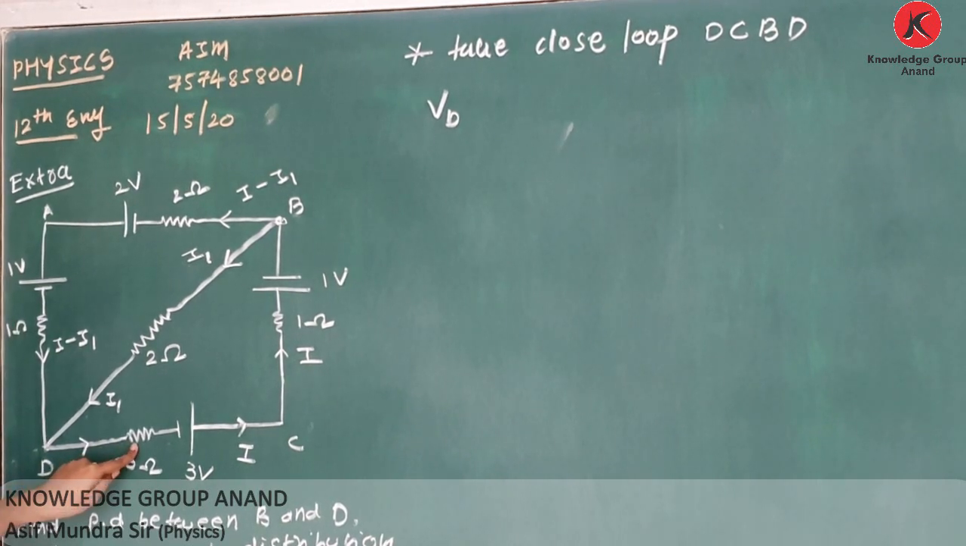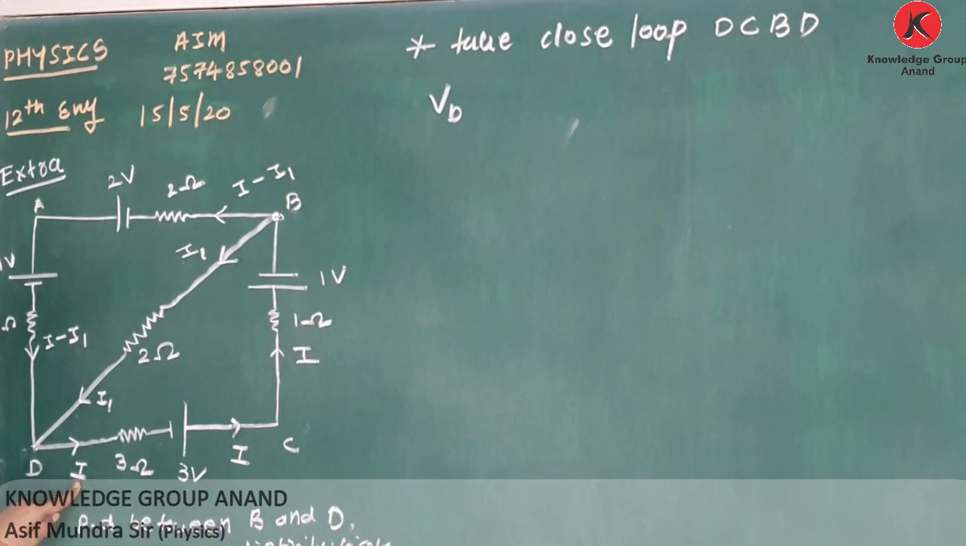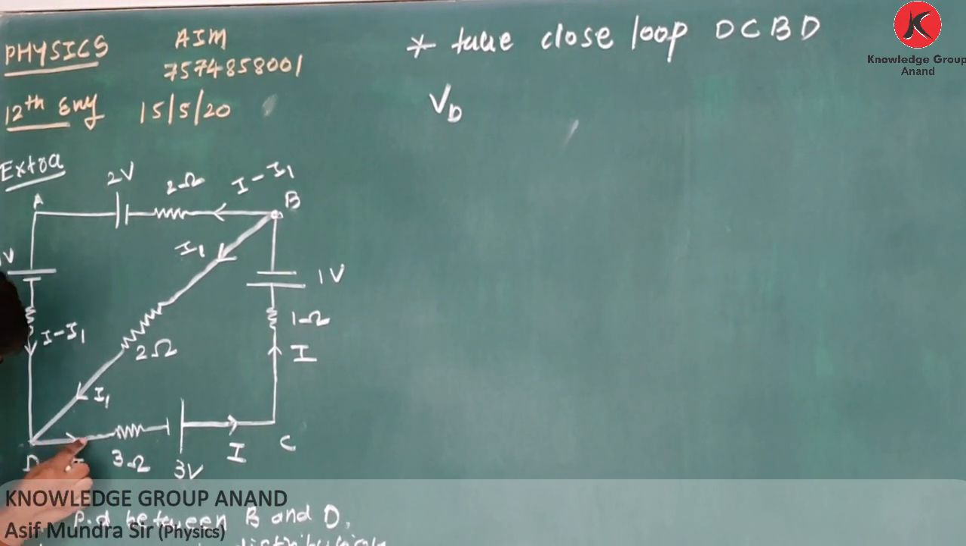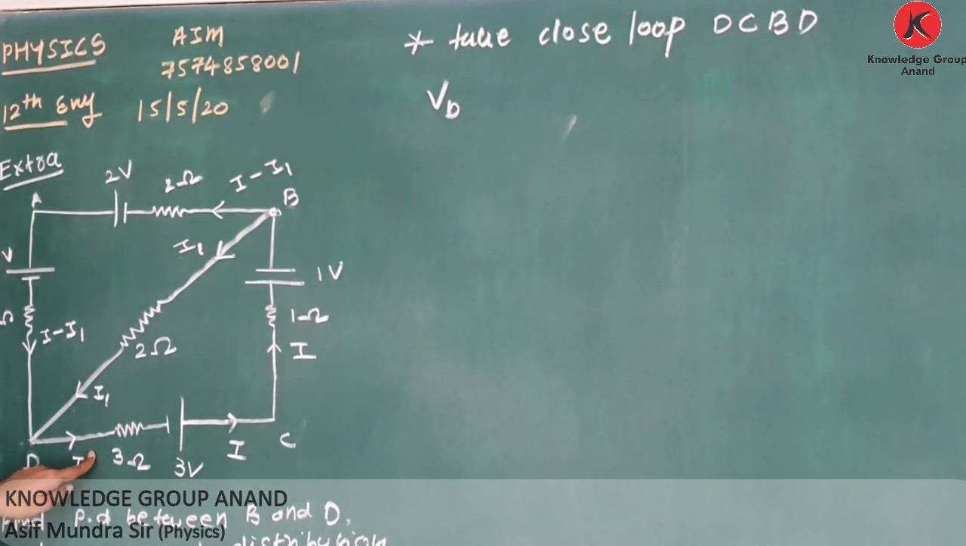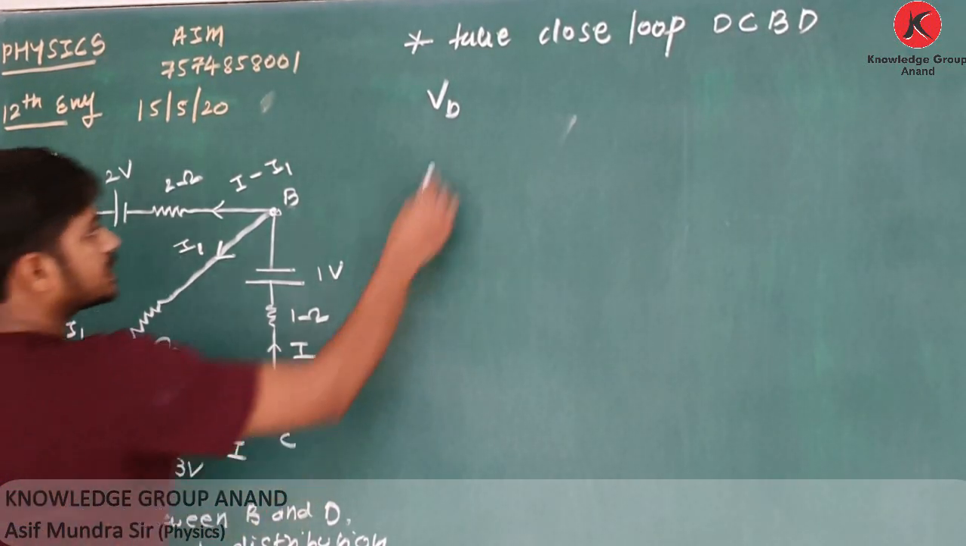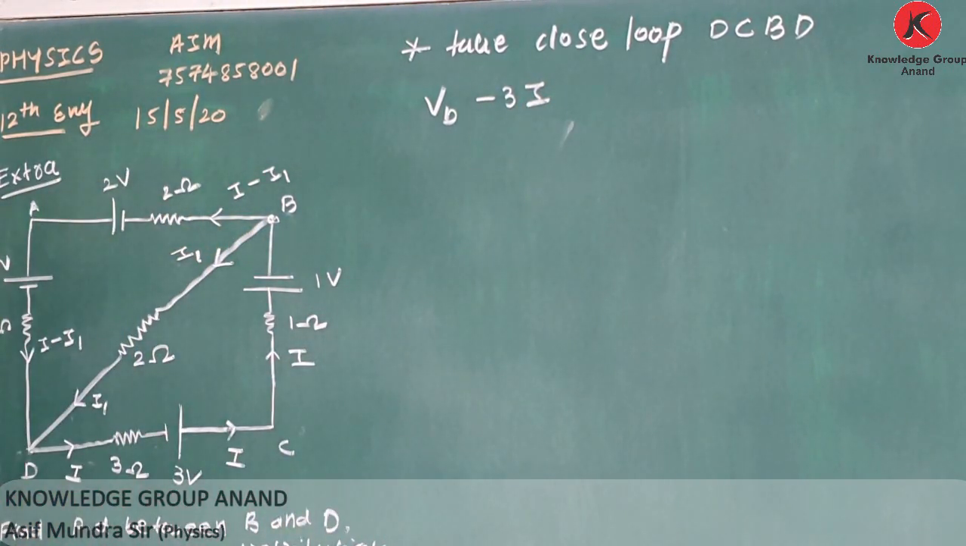Then I am moving in this direction. First, there is a resistor, 3 ohm. The current flowing through it is I. From D to C means we are moving in the direction of current, so it is minus 3I. Clear about this? We are moving in the direction of current, so it is minus 3I.